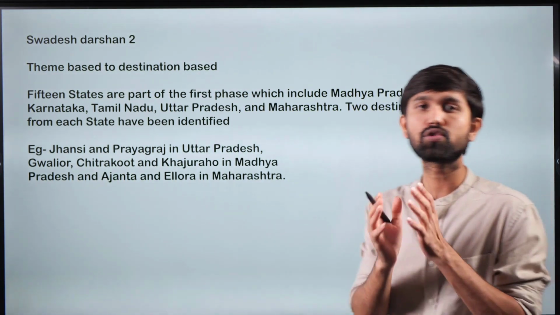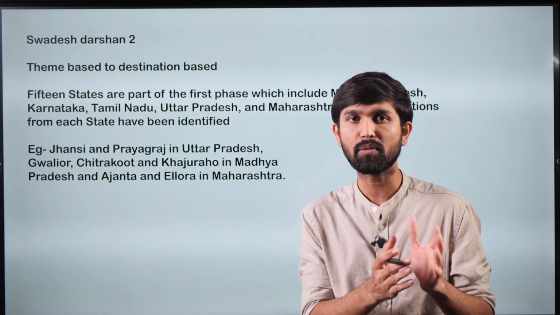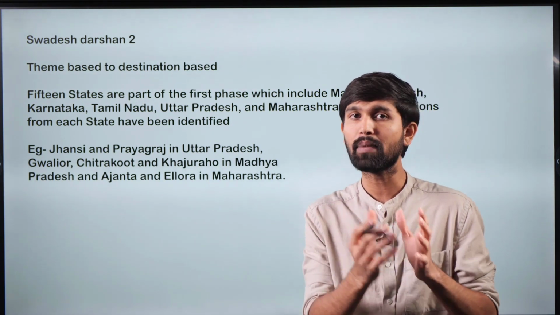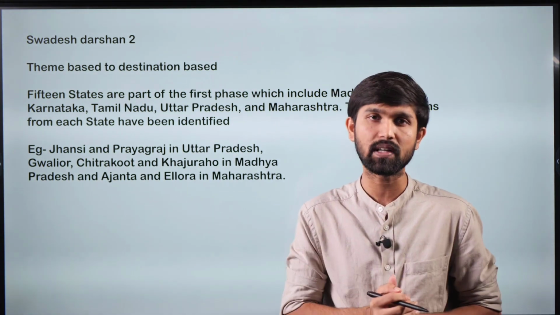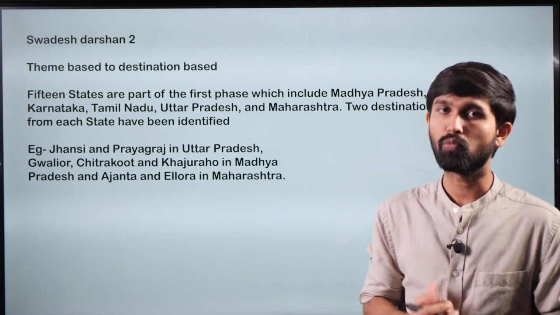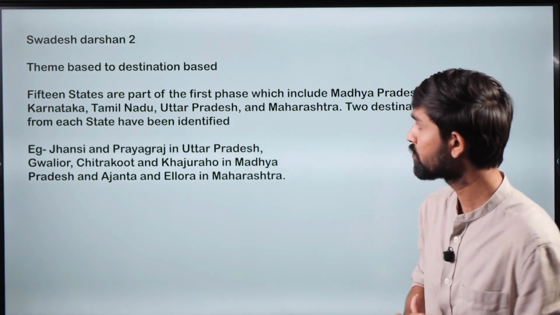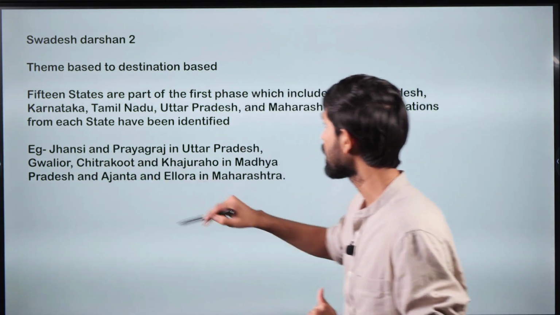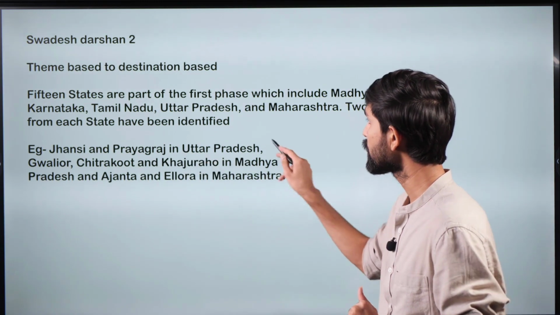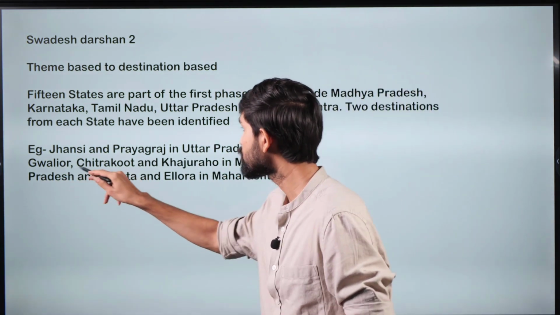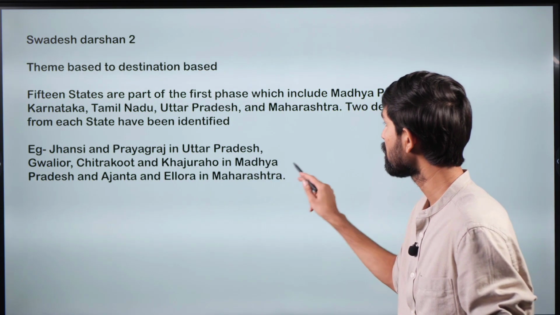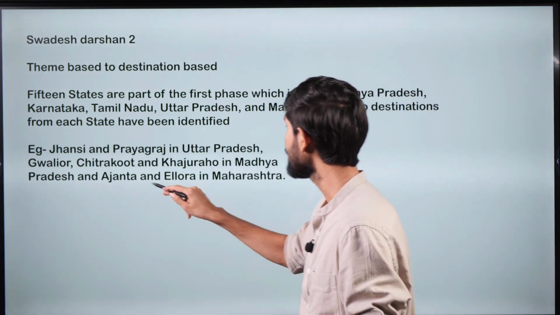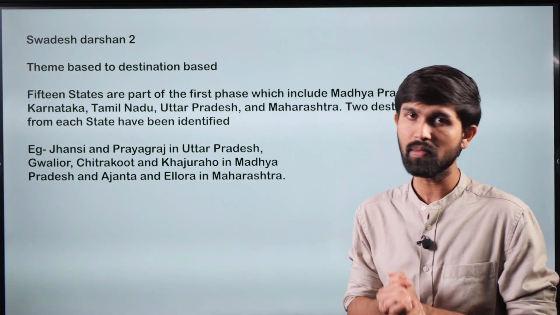So which 2 heritage sites would be taken from these states? The article states that public consultations were done and the states were consulted on this behalf. So what are some of the sites that are being taken from the states? Jhansi and Prayagraj are the 2 cities which are taken from UP. Gwalior, Chitrakoot and Khajuraho are taken from Madhya Pradesh, and Ajanta and Ellora caves are the sites taken from Maharashtra.